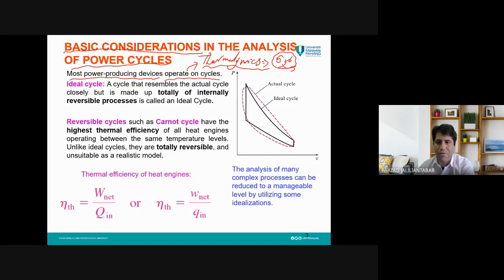For example, for this state, we know how much is the volume, how much is the pressure, then we can show that on the PV diagram. For this state, for example, we know how much is the pressure, how much is the volume. Again, we can find that. How about between these two? It depends on the process.